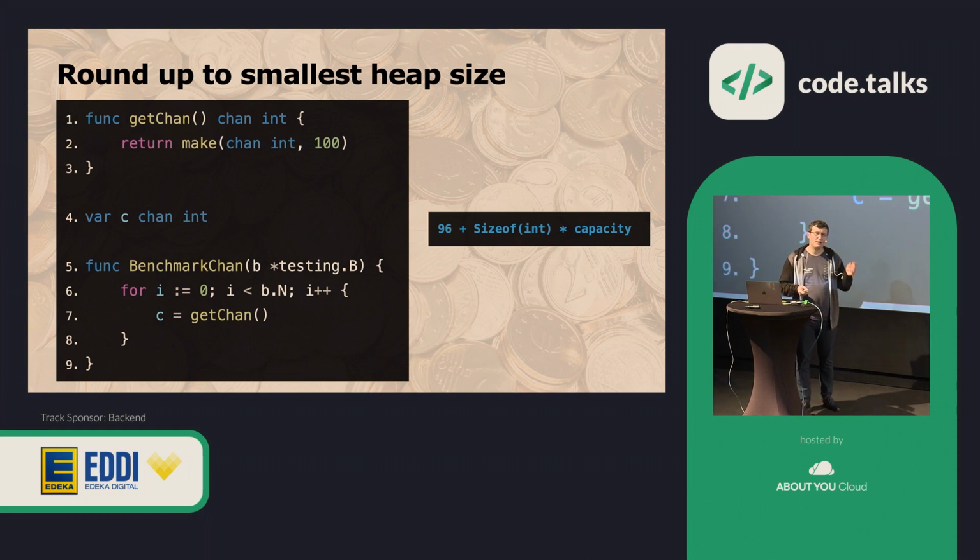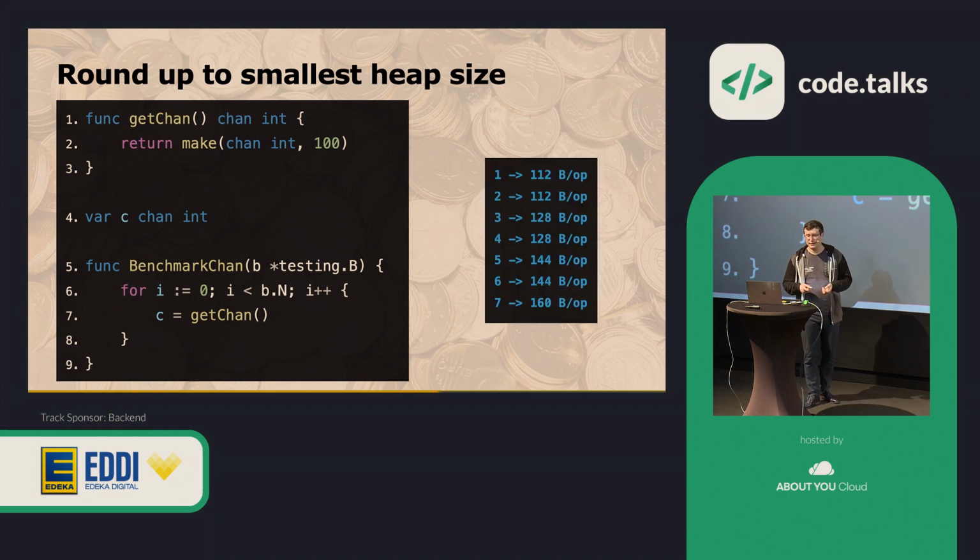If I am to look at an unbuffered channel, it's going to be 96 bytes. I could mistakenly assume that for a given channel, its actual size will be this 96 plus the memory size of one element, in case it's an int, the size of an int, times its capacity. This is not exactly true.